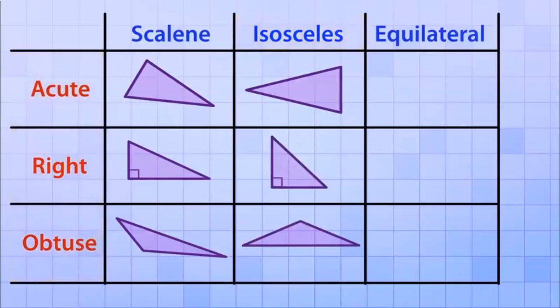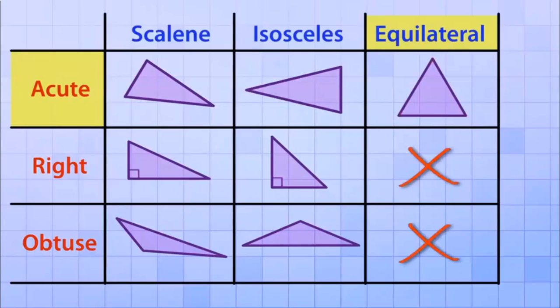But things are different when it comes to an equilateral triangle. An equilateral triangle is always an acute triangle. Because all three sides are exactly the same, all three angles must also be exactly the same. And since we can't have more than one right angle in a triangle, or more than one obtuse angle, all the angles in an equilateral triangle must be acute.